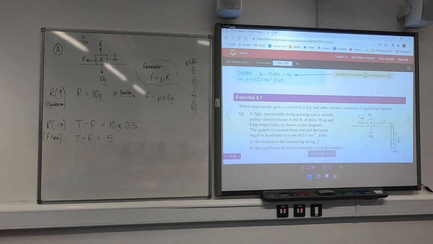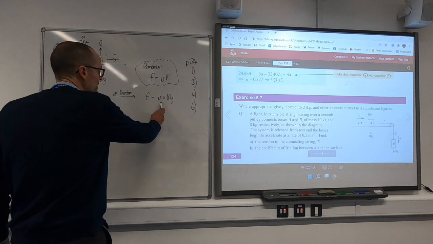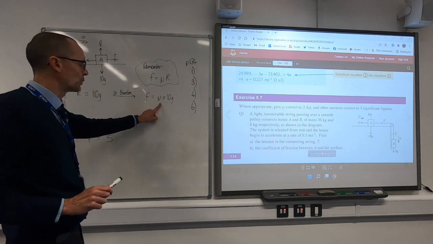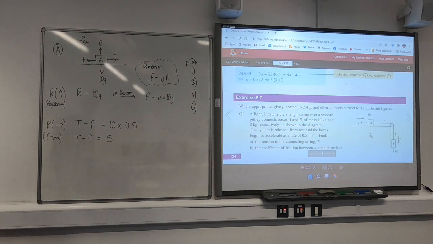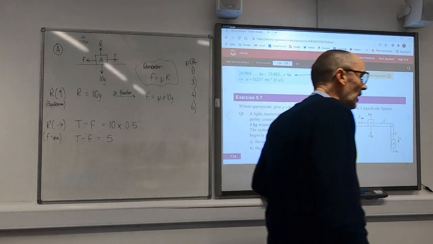So I'm a bit stuck here. I've got two variables and only one equation. I know what F is, but that's still got mu in it. So dealing with A has got me so far, but I can't really get any further. So what I'm now going to do is look at B. I'm going to deal with B.